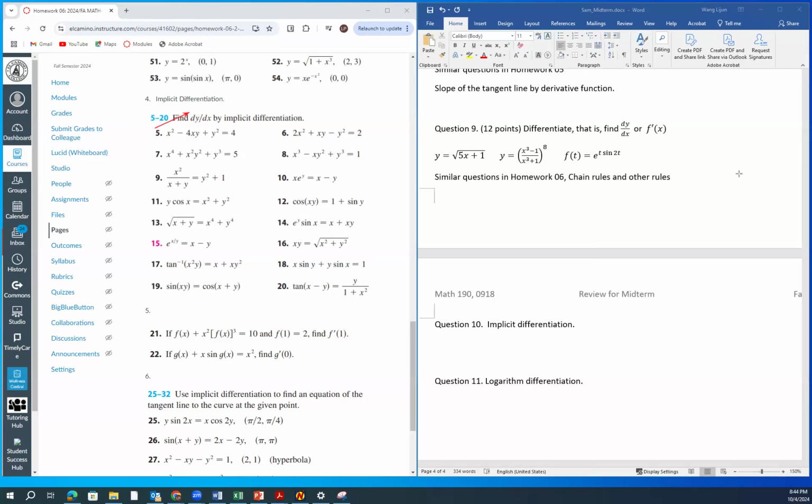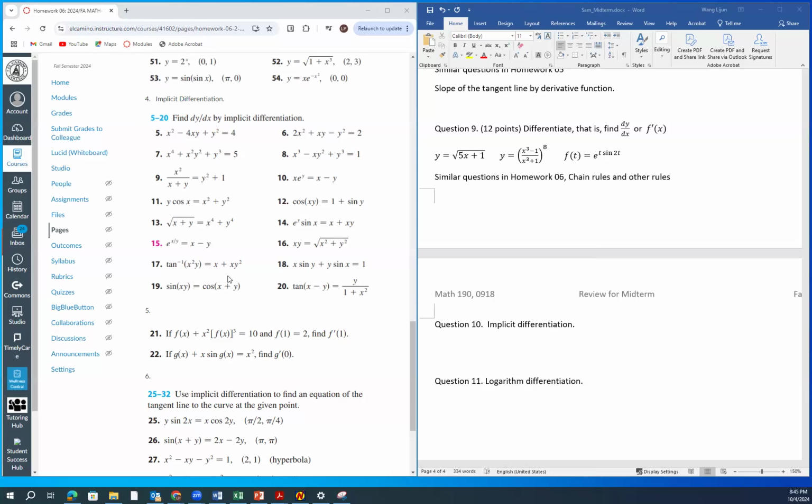So I'm going to choose from one of the odd numbers. Implicit differentiation, number 10. We're going to do more on Monday. Okay. And logarithm differentiation. We have not covered that in class yet.